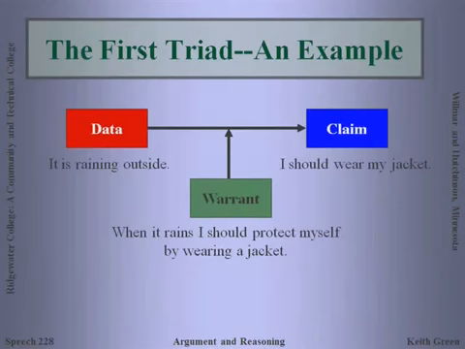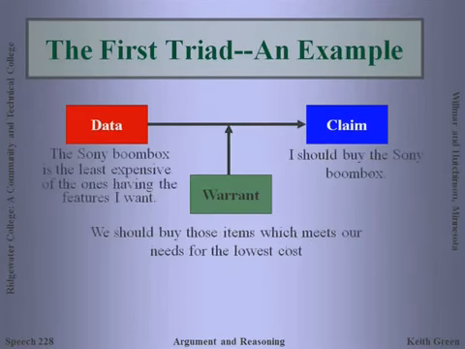Okay, I want to give you just an example of how this first triad works. So my claim is I should wear my jacket, and the evidence I have is I look outside and I see it raining. Well, the warrant, the reasoning process that I use to link raining outside to wearing a jacket, is simply when it rains, I should protect myself by wearing a jacket. Notice how simple that warrant is. And I'm going to tell you right now, that's what throws people off about warrants. Often they are so simple and straightforward that you almost think, well, it can't be this simple. Well, usually it really is. Okay, so notice the simplicity of that warrant.